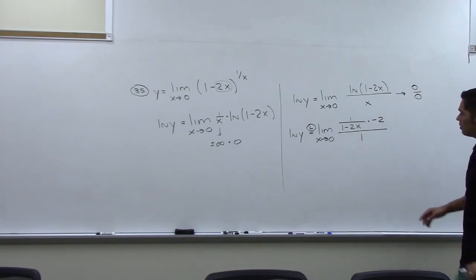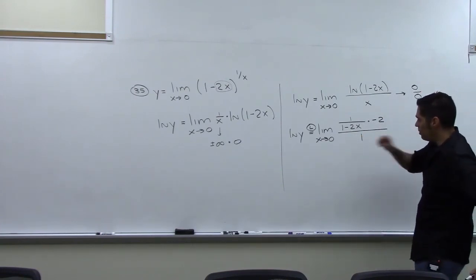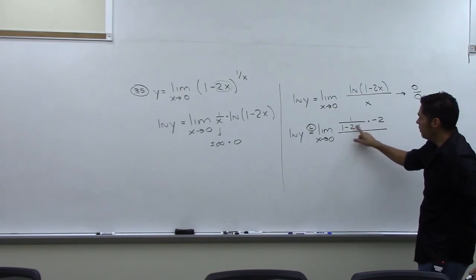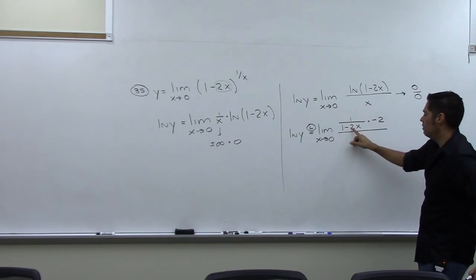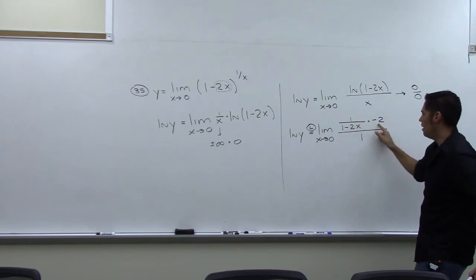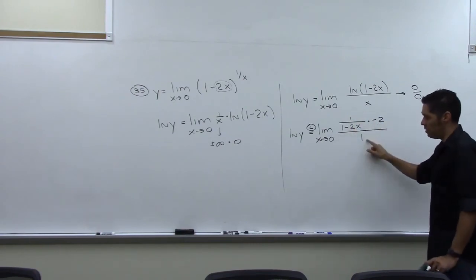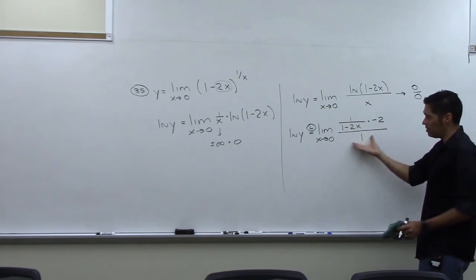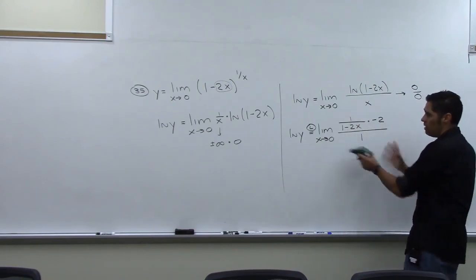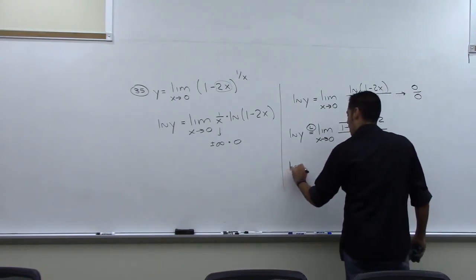And now if I let x go to 0, that's 0. So you get 1 minus 0 is 1. 1 over 1 is 1. 1 times negative 2 is negative 2. Negative 2 over 1 is negative 2. So this right here, this limit, when we let x go to 0, this whole side over here becomes negative 2.